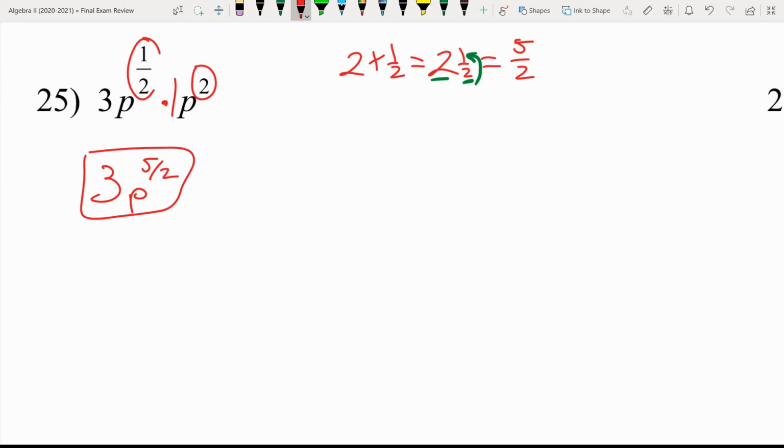You can think of it as a 1 there, so the 3 just comes from 3 times 1. It's like two separate problems. You're multiplying the numbers, you're multiplying the p's together.